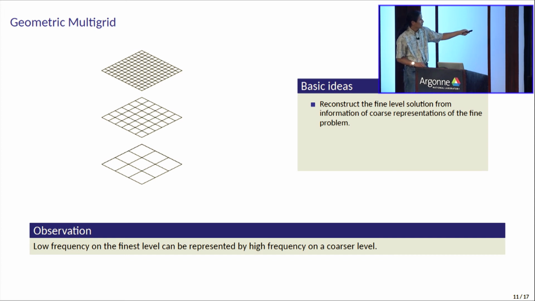We transfer that error down to this third mesh here, where what looked low frequency here will appear high frequency here, and then we can run the smoother again. So you can just sort of recurse. And typically on the coarsest level, you would do a direct solve.